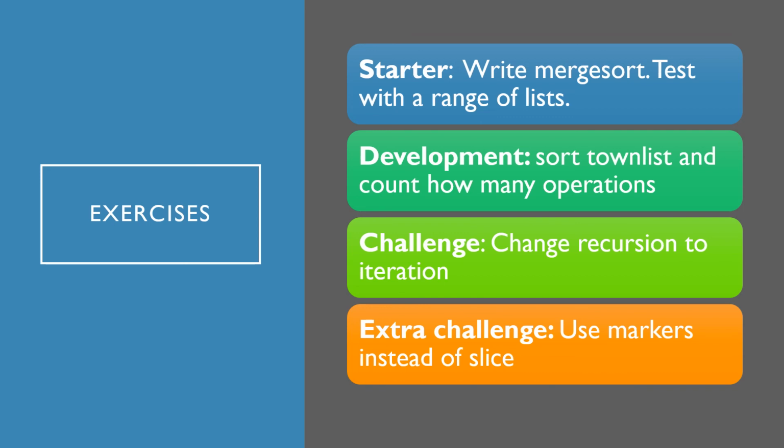If you're my student, I've given you a big long list of over 1,500 items called town lists, so you can try sorting that. You could try counting how many operations that takes. And my challenge to you is to change the recursive function to an iterative function. It won't change the way the sort works, but it might increase your understanding, and it's good programming practice. And a quite difficult challenge would be to use left-right markers instead of making slices. We'd have to then pass the markers as parameters. So that is a harder challenge, but if you want to get good at programming, the more practice you do, the better.